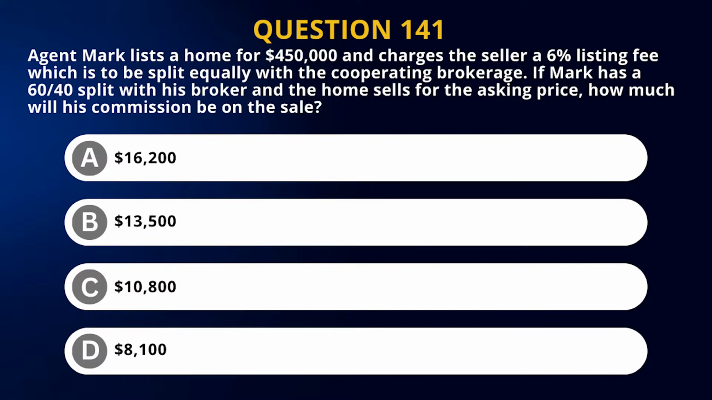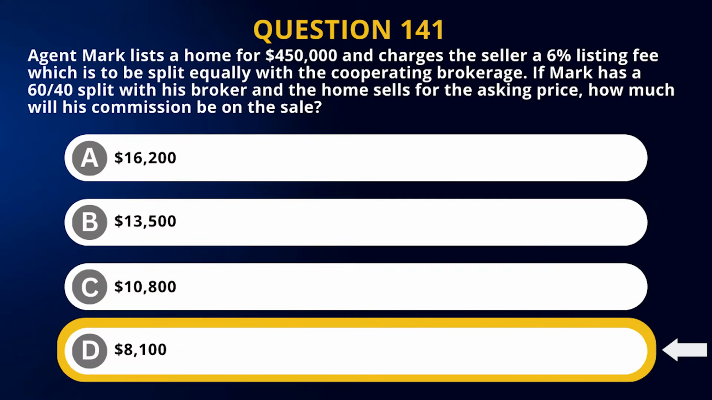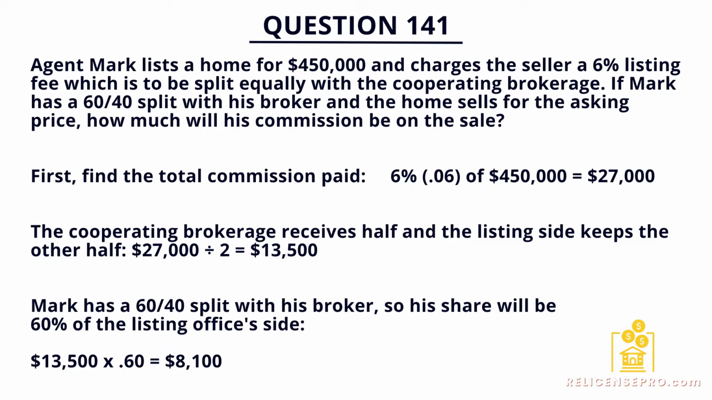And the answer is letter D, $8,100. Okay, so some of the math here is all straightforward for this particular question. You want to make sure of some of the phrases that can be misleading. Well, first off, we want to know that 1% of 450 is $4,500. So it would be 4,500 times 6. That's the entire listing fee.